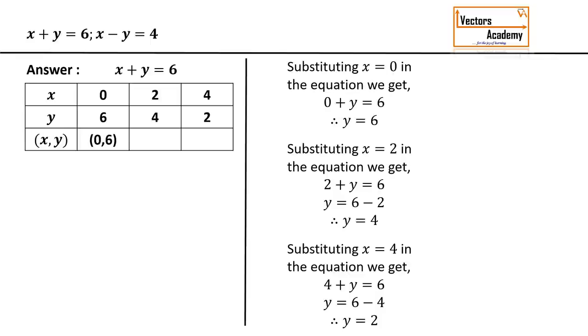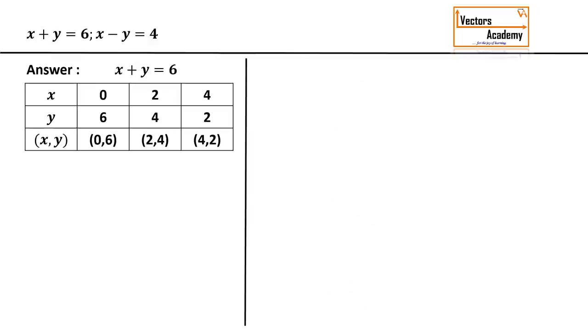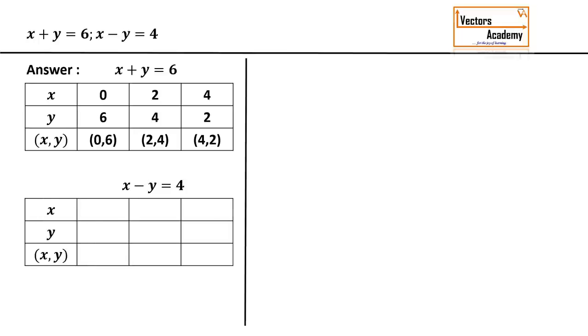So once we have completed the table, we can now plot the points. The first point is (0, 6), the second is (2, 4) and the third is (4, 2). Exactly in the same way, we have to make the table for the second line as well. Hence, we'll assume any three values of x.